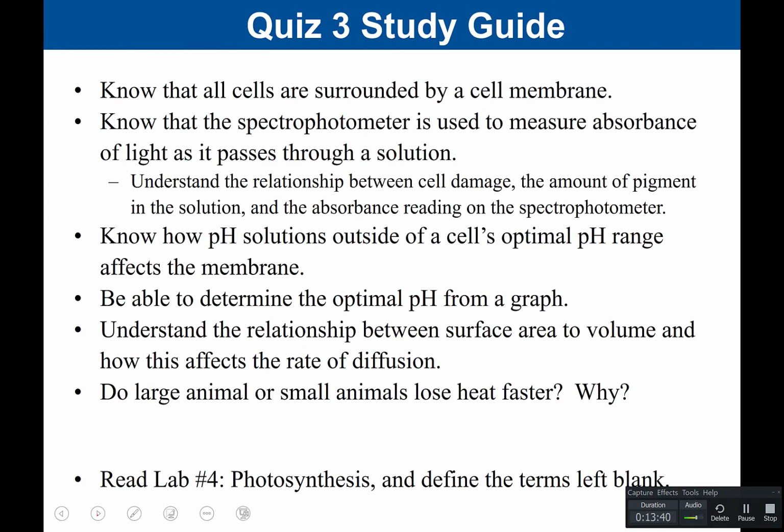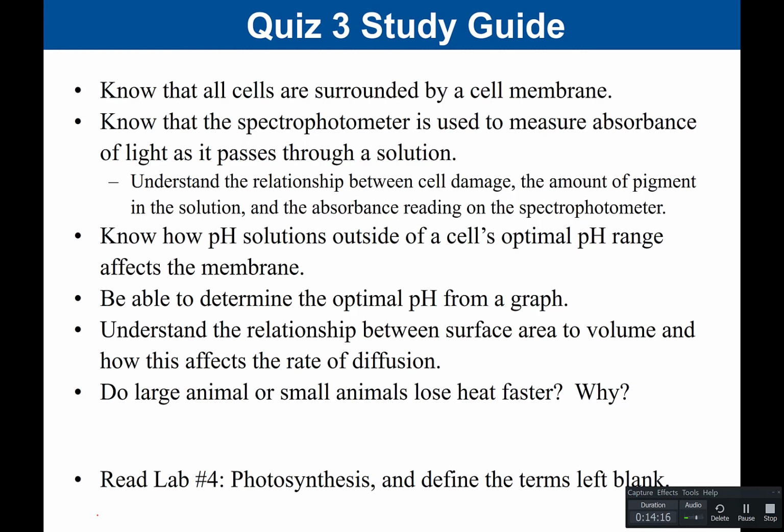And so lastly, we have our quiz 3 study guide. Know that all cells are surrounded by a cell membrane. Know that the spectrophotometer is used to measure the absorbance of light as it passes through the solution. You want to understand the relationship between cell damage, the amount of pigment in the solution, and the absorbance on the spectrophotometer. Meaning, the lower the absorbance, the least amount of damage and the least amount of pigment. How are those related? So that's for that one.